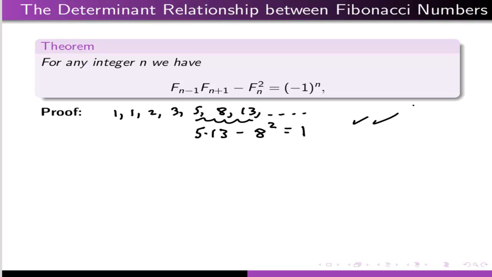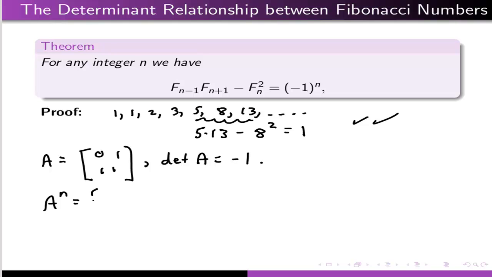The easiest way to see this, and we're not going to need induction, is just to use the matrix. This matrix A is 0, 1, 1, 1, and the determinant of A was negative 1. And then we saw that A to the n power is the matrix that has these entries.